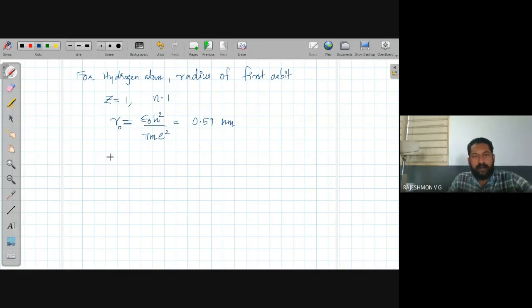Then the general expression you can write as rn is equal to n square divided by Z into r naught, and r naught is this value. So the radius of an orbit will be of the order of few angstrom, or of the order of 10 raised to minus 10.